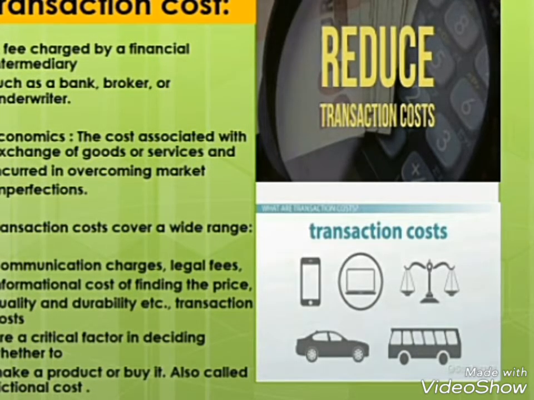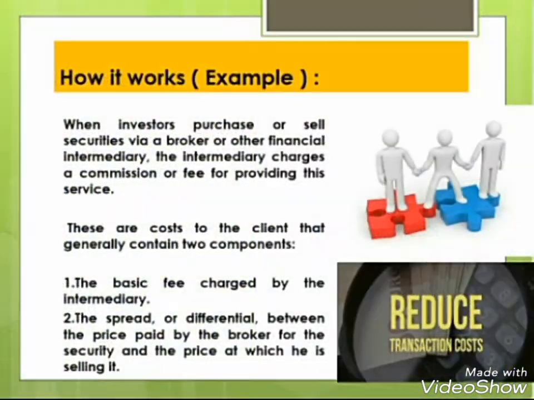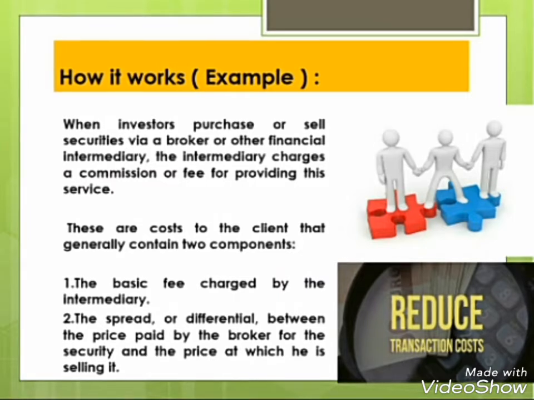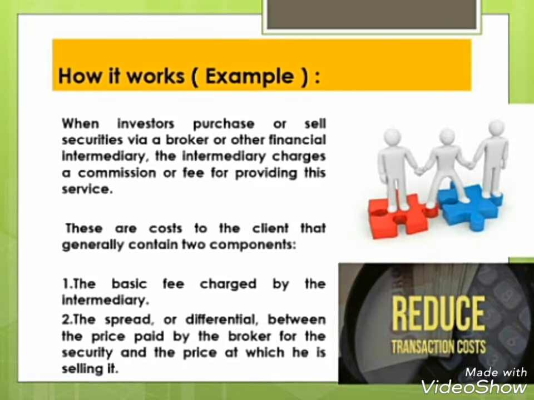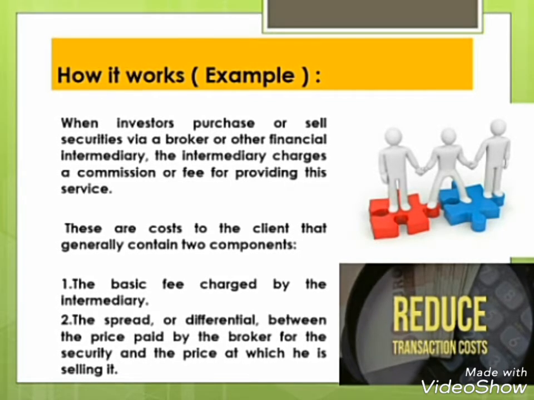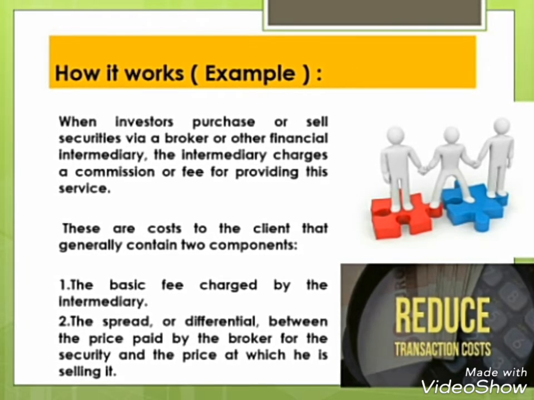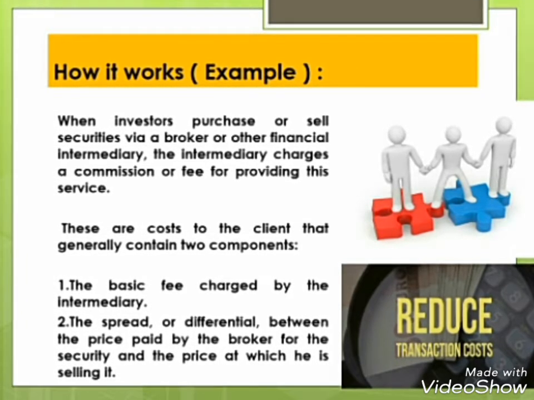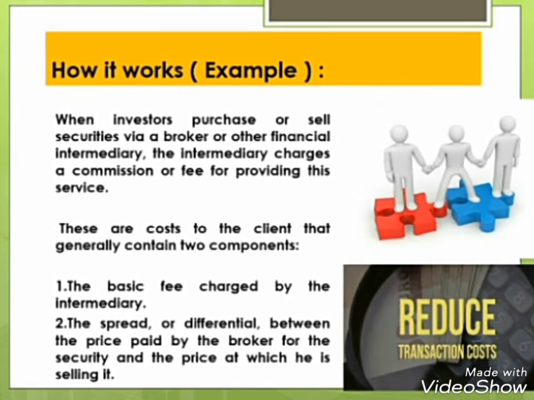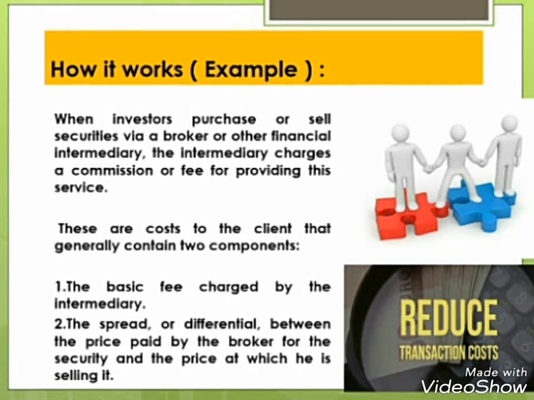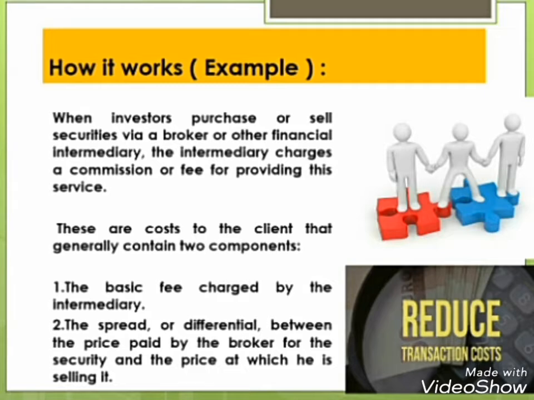Now, the example of transaction cost. When an investor purchases or sells securities via a broker or other financial intermediary, the intermediary charges a commission or a fee for providing these services. These are a cost to the client that generally contain two components. First one is the basic fee charged by the intermediary. Second one, the spread or differential between the price paid by the broker for the security and the price at which he is selling it.